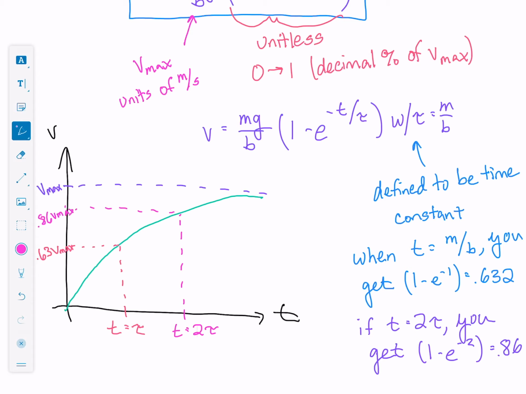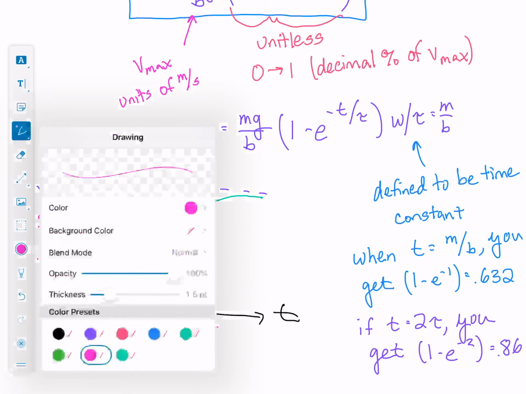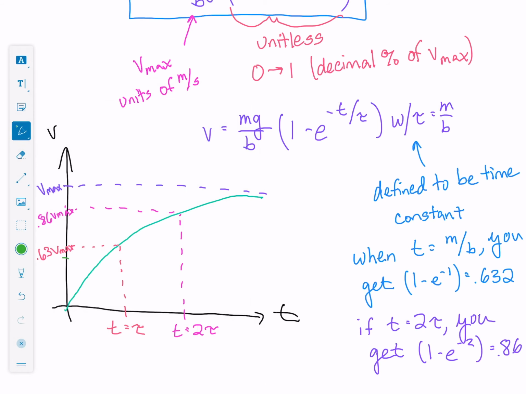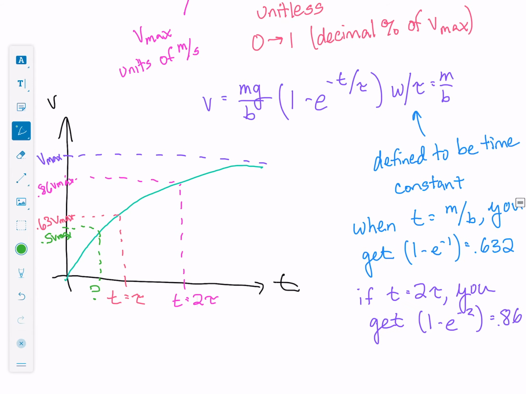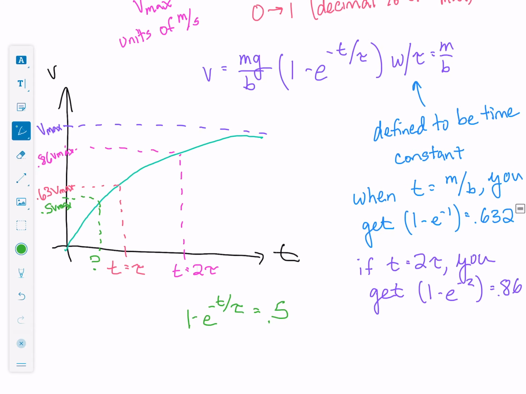And again, in a problem, another way that they could phrase this question is, I want to know how long it takes to get to 50% of the speed. So what I would want to do is look at 50% of the speed, so 0.5 Vmax. What is this t? Well, I would take my bracketed term, 1 minus e to negative t over tau. When does that equal 0.5? Solve for t. Hopefully that makes sense.